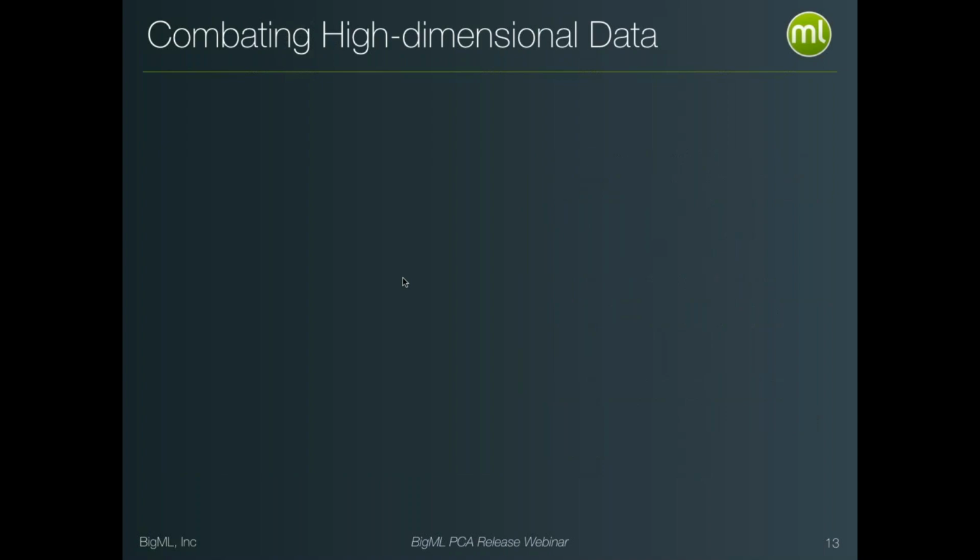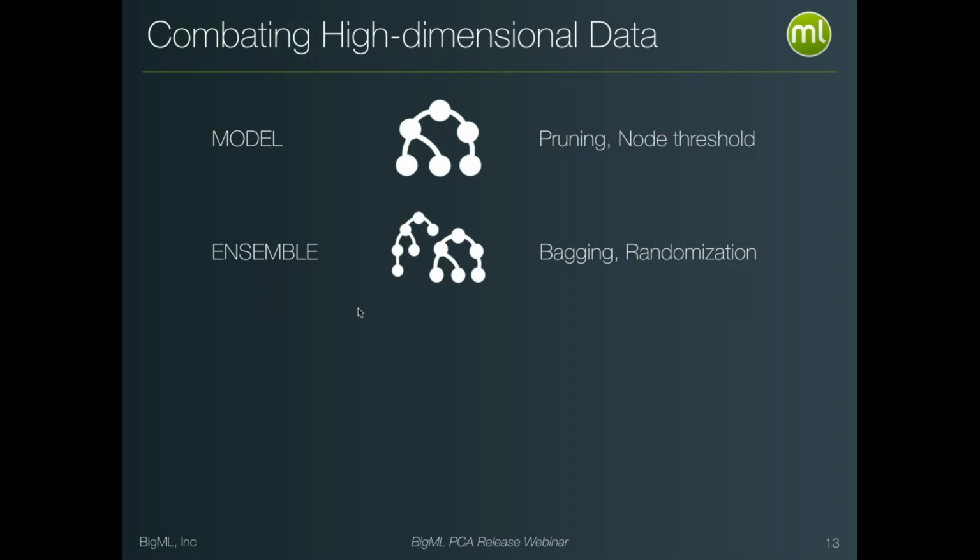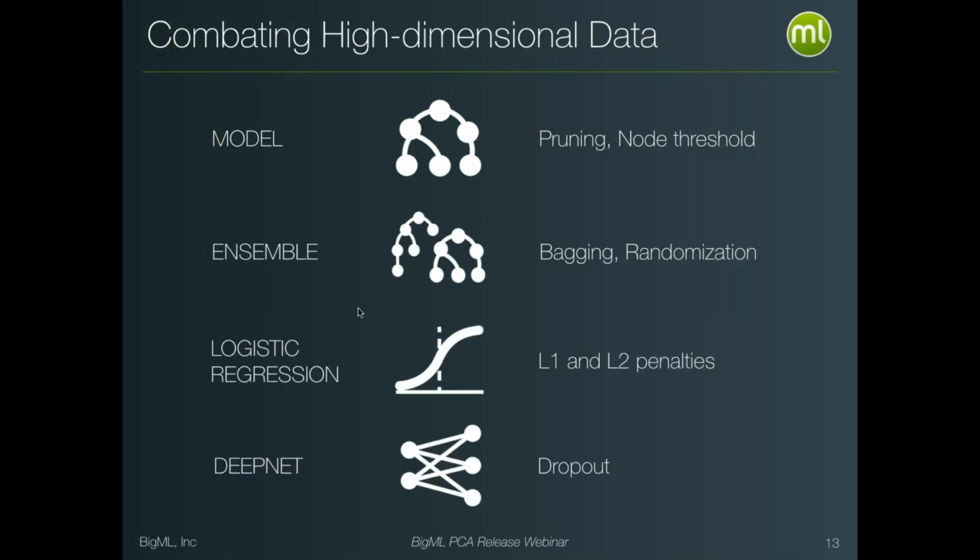So there are lots of ways we can battle high-dimensional data and simplify our models. A lot of these deal at the model level with regularization techniques. For a simple decision tree model, we might use pruning or limiting node thresholds. For ensemble techniques, there are regularization techniques such as bagging and randomization. For logistic regressions, we can introduce L1 and L2 penalties to our cost function, and for deep nets or neural networks, we can use things like dropout to deal with high-dimensional data.